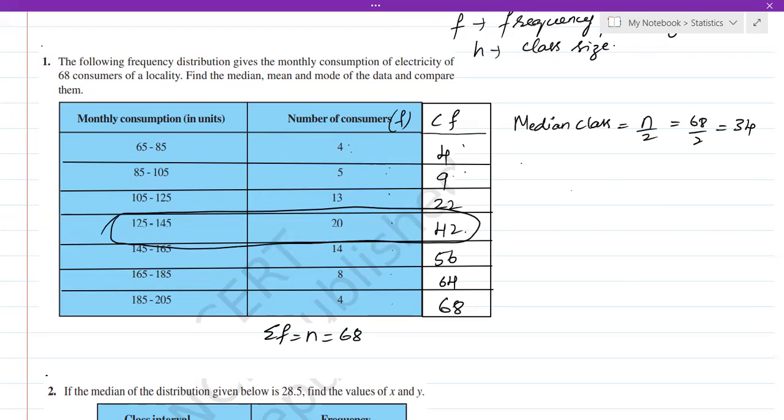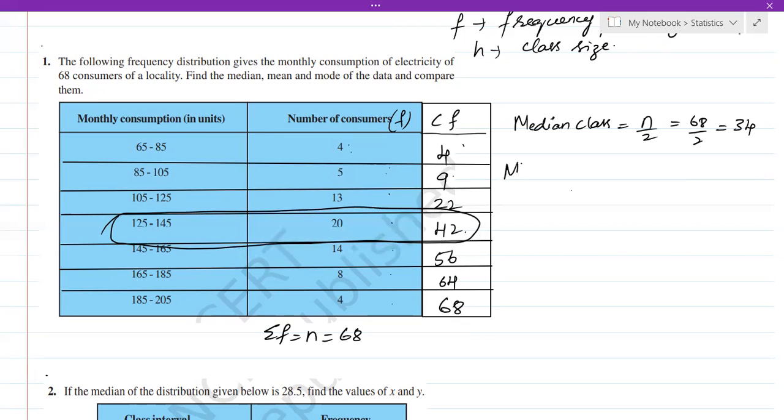Now let's write the formula. Very easy: calculate the n value and divide it by 2. Whatever value you get, search it in the CF. Now 34 is definitely not in 22. But in 42, yes, it is from the starting data 1 to 42. In between, definitely you will get 34. Therefore, this is our median class.